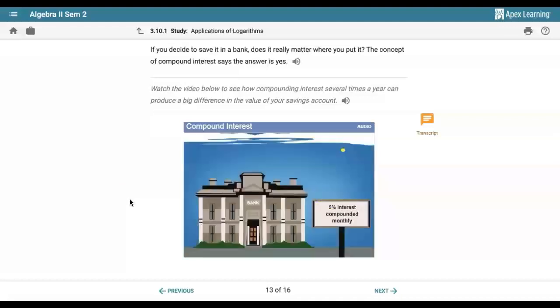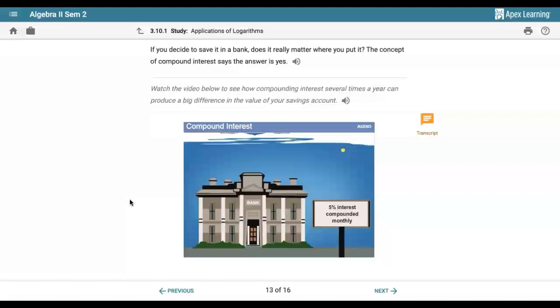The previous example assumed that interest was compounded once per year. But what happens if interest is compounded more frequently? For example, here is a bank that advertises savings accounts with 5% interest compounded monthly. When interest is compounded n times per year, then the interest rate applied each compounding period is a fraction of the annual rate. This is written as R divided by N. The account grows more quickly because interest is being applied more often.